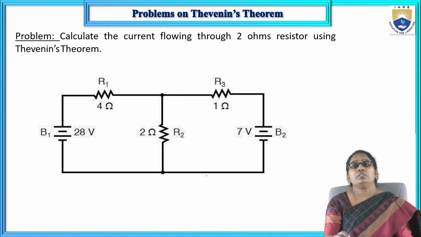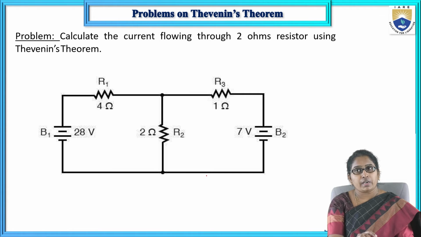Current flowing through the 2 ohm resistor, using Thevenin's theorem. The circuit is given like this. There are voltage sources B1 and B2. B1 is 28 volts, B2 is 7 volts, and the resistances R1 is 4, R2 is 2, and R3 is 1. And this is the resistance where we are interested in finding the current.